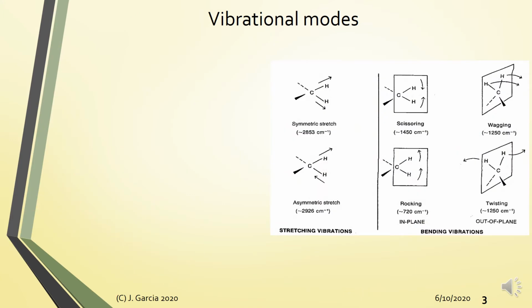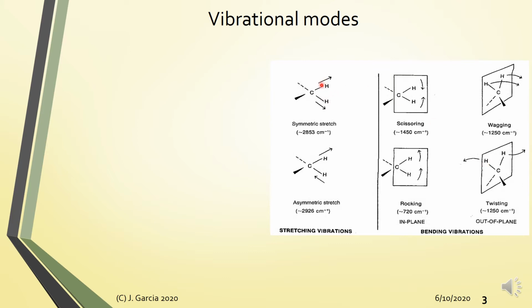So basically, the different vibrational modes available for a given molecule are your stretching vibrations and your bending vibrations. For stretching vibrations, you have your symmetric stretch and asymmetric stretch. Whereas for bending vibrations, you have yung tinatawag na scissoring, wagging, in plane, and then you have your rocking or in plane wagging, and your twisting or out of plane wagging.